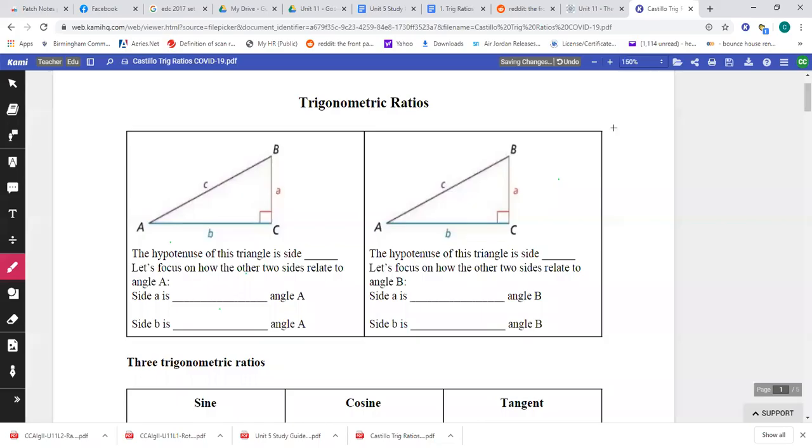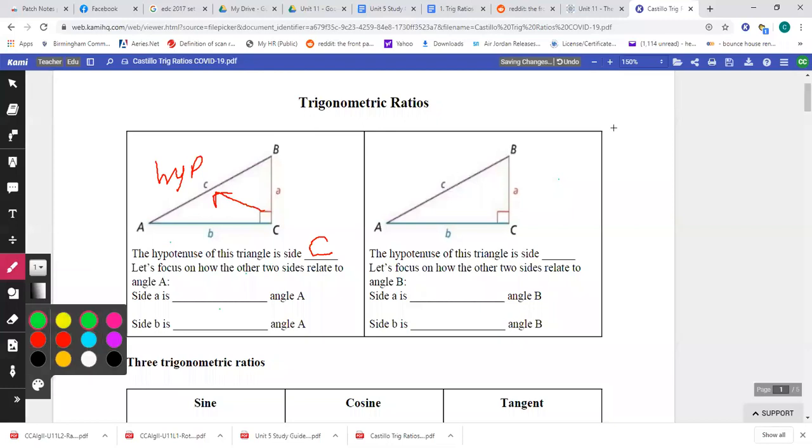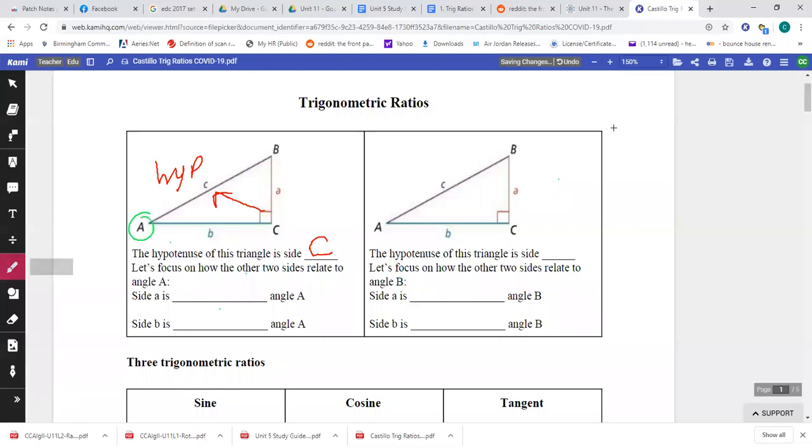Okay, so remember from the Pythagorean theorem lesson that the side that is always across from the 90-degree angle is your hypotenuse, right? So the hypotenuse of this triangle is side C. Now we are going to focus on how the other two sides relate to angle A. And there are two other sides when you talk about a right triangle in reference to one angle.